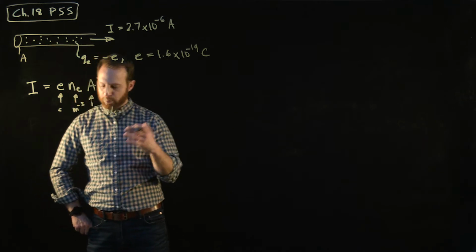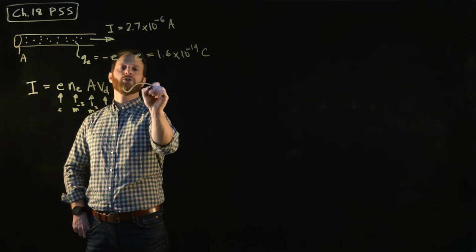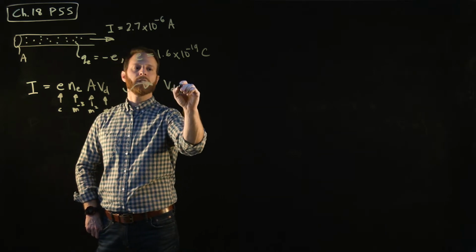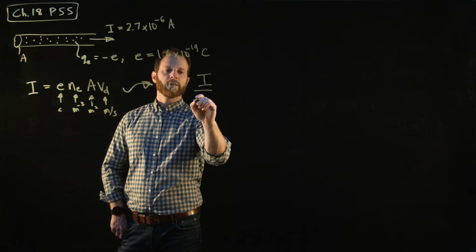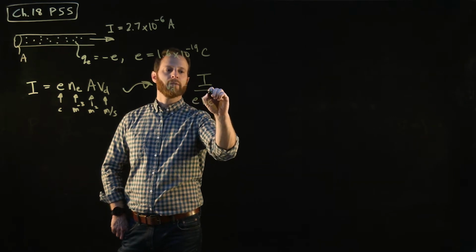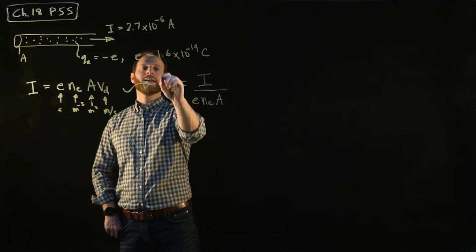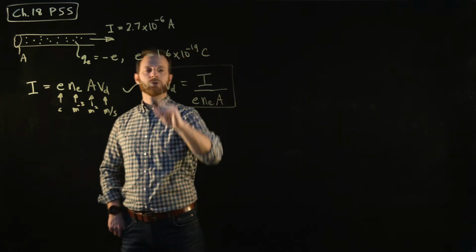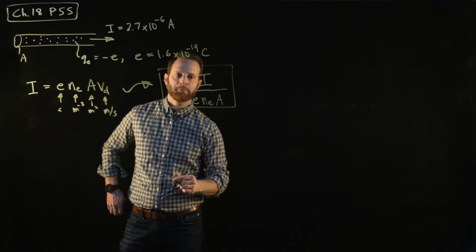In this problem, we're supposed to figure out what the electron drift velocity is. So let's use this to solve for v_D. A little bit of algebra shows you that v_D is I divided by the charge of the electron, the number density of the electrons, and the cross-sectional area of the wire. That's the formula we're going to use to solve this. They tell us what the current is. We have the charge of the electron.